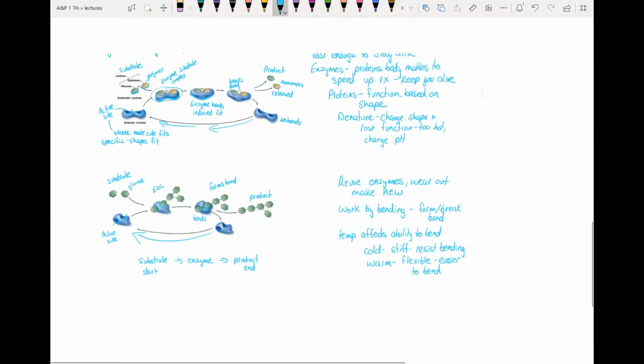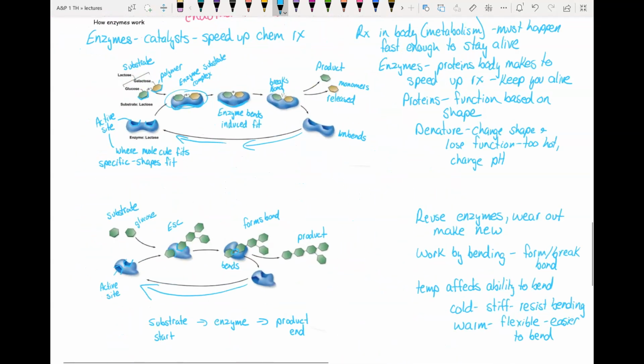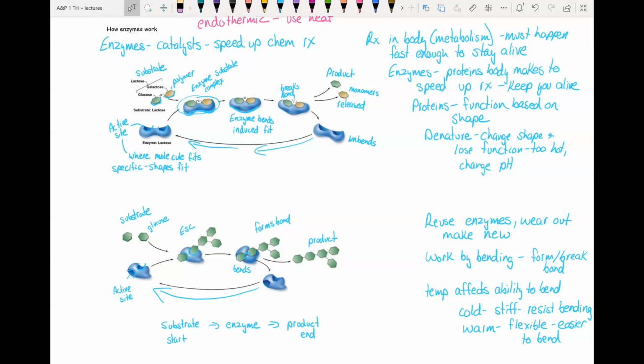And if we tie this in to what we had up here with types of reactions, this top one here, you're breaking bonds, so this is a decomposition. And the bottom one here, we're building bonds, so this is an example of synthesis. So enzymes work in both decomposition and synthesis reactions.